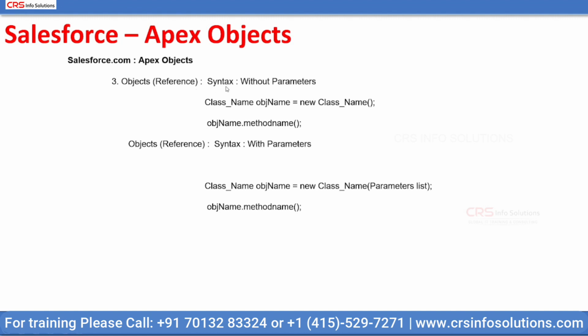Writing an object without parameters: you need to write the class name, specify the object name, give the equal symbol, then the new keyword, specify the class name again, end with open and close brackets, and terminate with a semicolon. If you want to call that method, you need to use the created object name along with the method. In the same way, if you want to call with parameters, just share the parameters list inside the brackets. So let's see a small demo of how to use Apex objects.